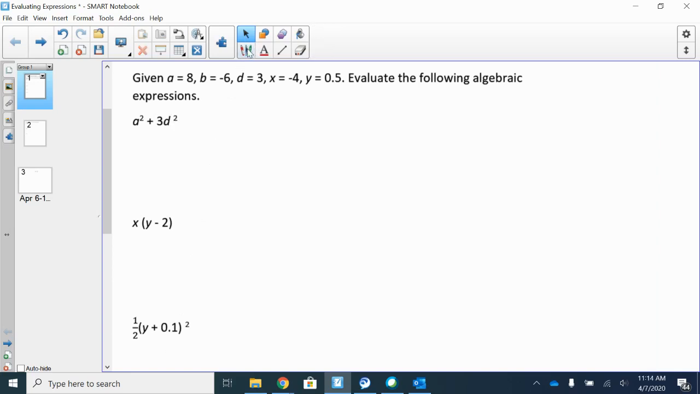So one thing I always recommend for students to do is, when you're replacing the variable with a number, I always encourage students to put that number in parentheses. And I'll really share why as we continue through the video. But you'll notice sometimes I do and sometimes I don't. But I would say 90% of the time I always put parentheses around the number I'm replacing. Excuse me, the variable I'm replacing with the number.